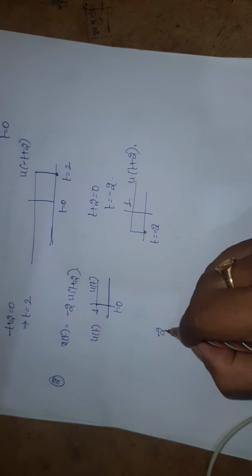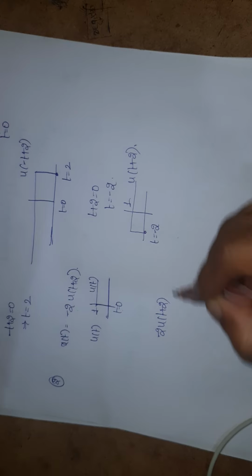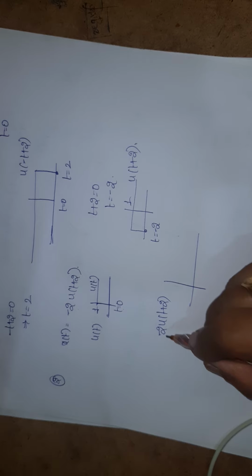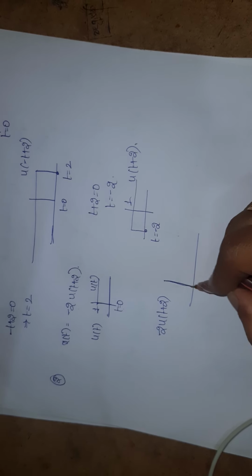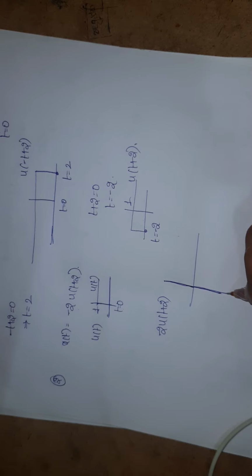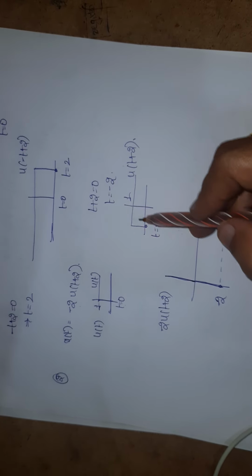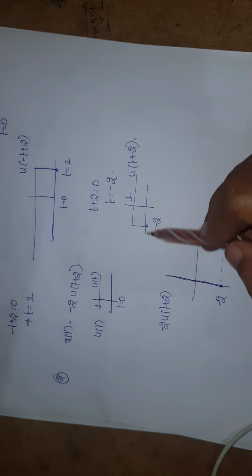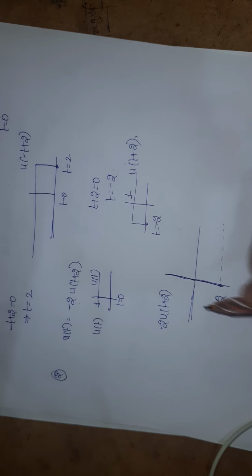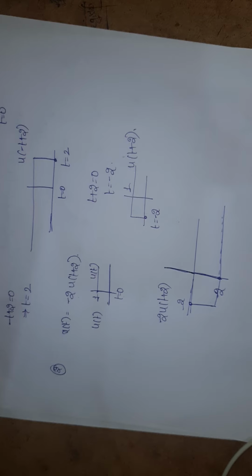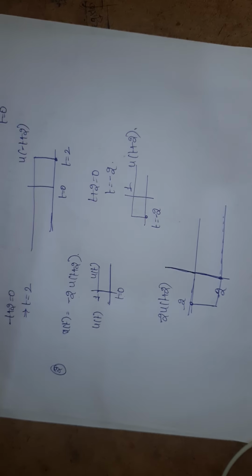So here, minus 2 into u of t plus 2, the signal is like this, multiplied with minus 2. This is the amplitude positive side and this is the amplitude negative side, and it is multiplied with minus 2. This is the minus 2 line. Okay, and here the signal starts from the negative time side only. So this is minus 2, and from here I have the signal like this. So this is minus 2 into u of t plus 2.